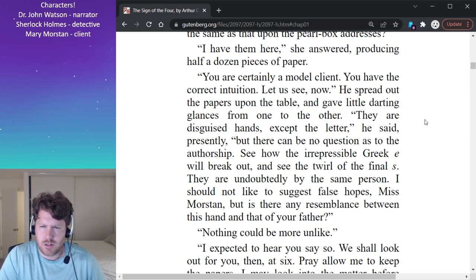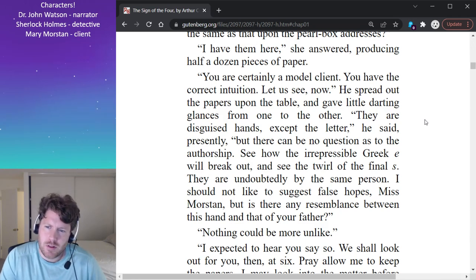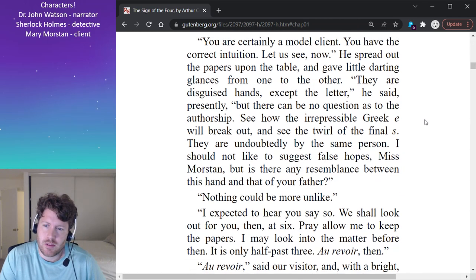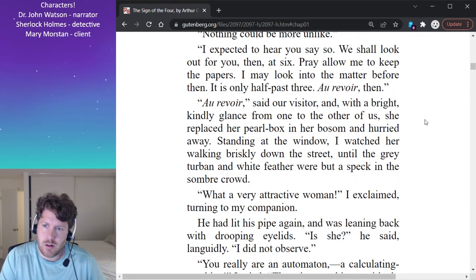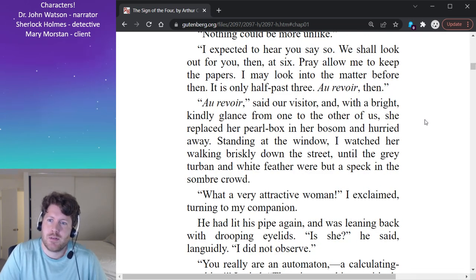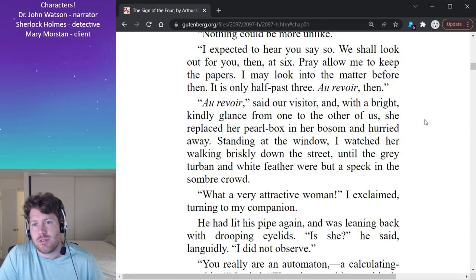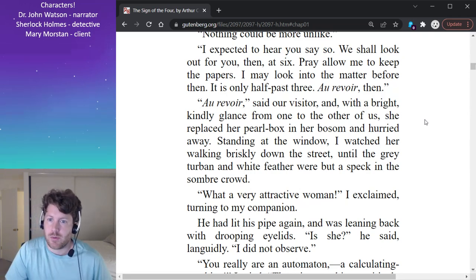I should not like to suggest false hopes, Miss Morstan, but is there any resemblance between this hand and that of your father? Nothing could be more unlike. I expected to hear you say so. We shall look out for you, then, at 6. Pray allow me to keep the papers. I may look into the matter before then. It is only 3:30. Au revoir, then. Au revoir, said our visitor, and, with a bright, kindly glance from one to the other of us, she replaced her pearl box in the inner bosom and hurried away.